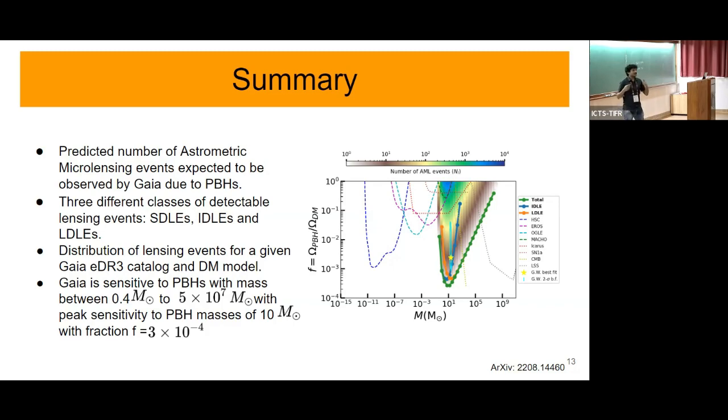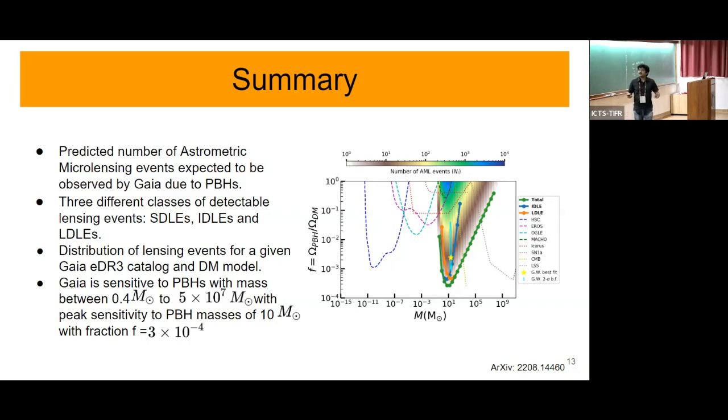One is we predicted the number of astrometric lensing events that Gaia is going to observe if you assume PBH is dark matter. And the second is we characterize the lensing event signals in three parts: SDLEs, IDLEs, and LDLEs. So the signatures will be very different.